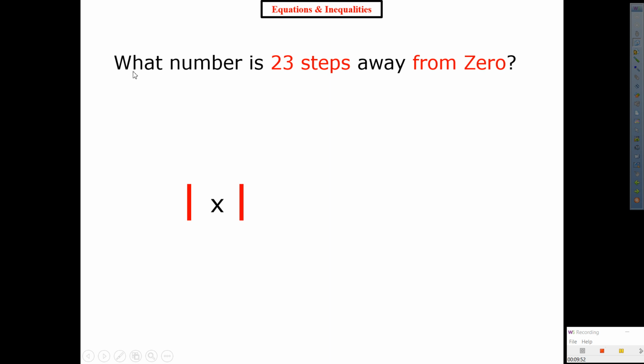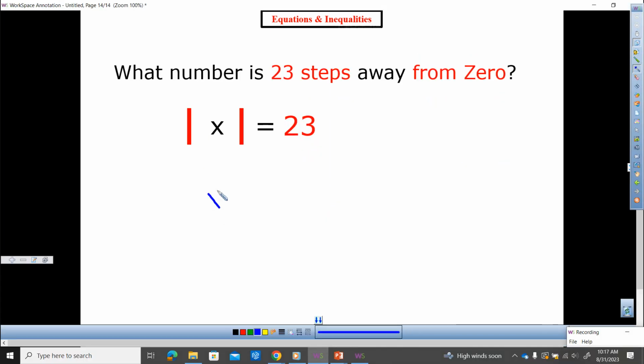Another way of saying this is this. Absolute value of x equal to 23, which means what number is the distance away from 0. How many steps? 23 steps away from 0. So therefore, x is negative 23 or x is positive 23, because there's how many distances? Both of those numbers. Are we there so far?